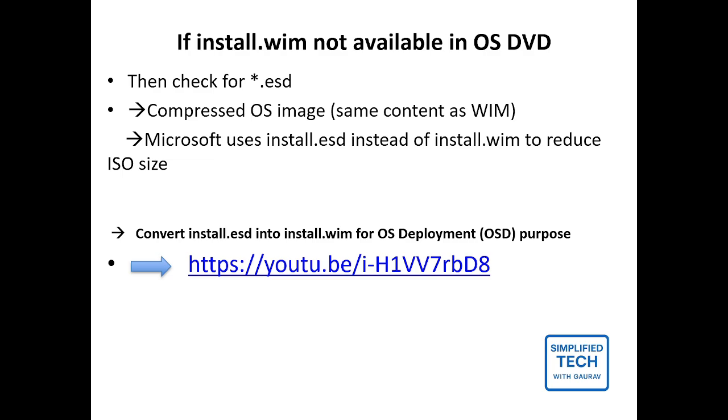the .esd file. It is a compressed OS image. Microsoft uses this file instead of install.wim to reduce the ISO size. Okay, I already uploaded a video on how to convert this ESD to WIM. You can watch it on my channel. That is the link.